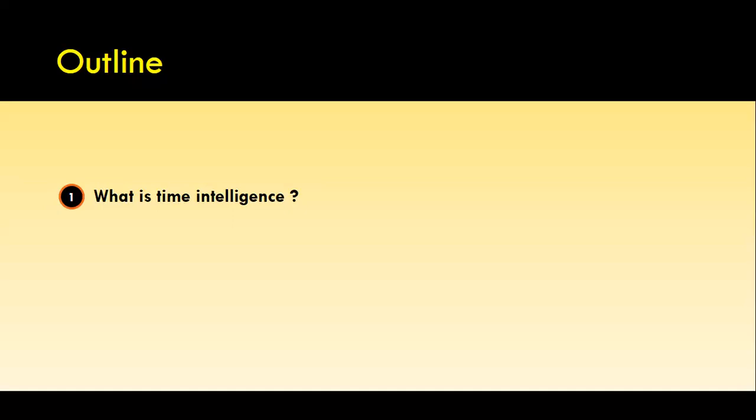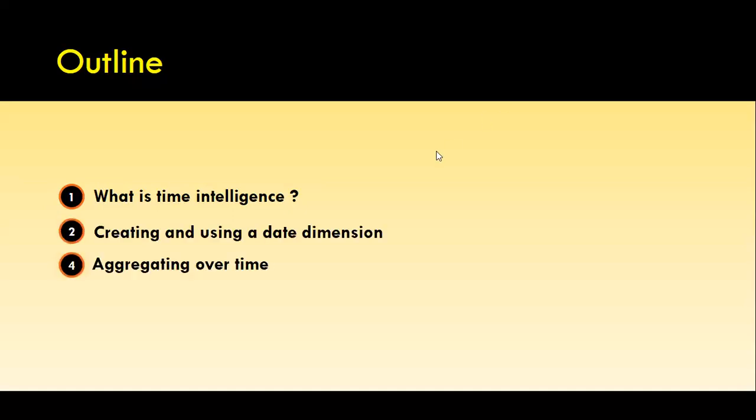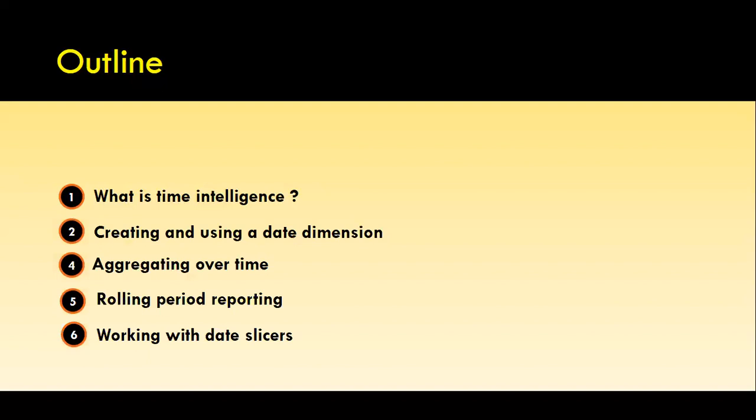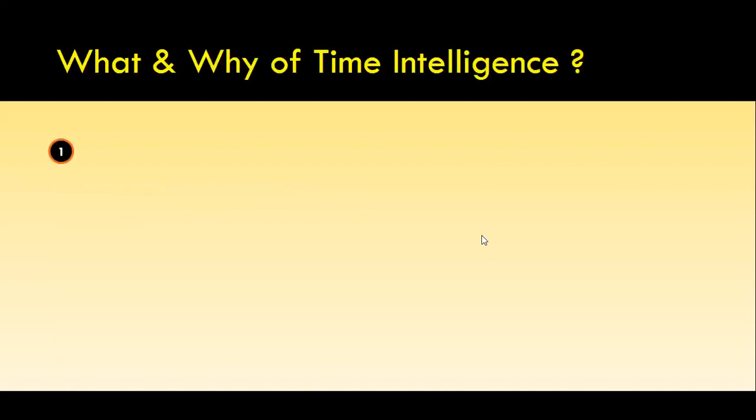This is extremely crucial in financial, sales, and other business related analysis, where understanding the trends, performance, and comparison over time is very important. Next, in order to work with time intelligence, you need to have a dedicated date table, which we already discussed. Then there is aggregation over time, and working with date slicers, which we already explored. Rolling period reporting we will also explore later.